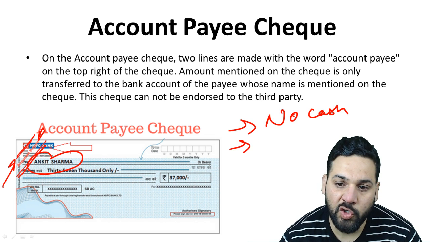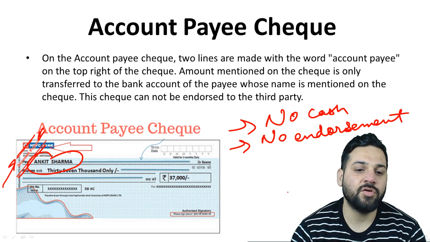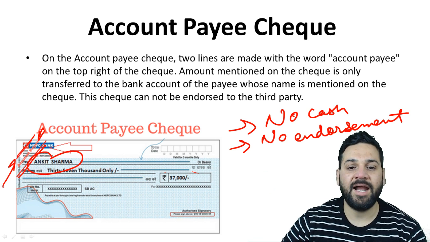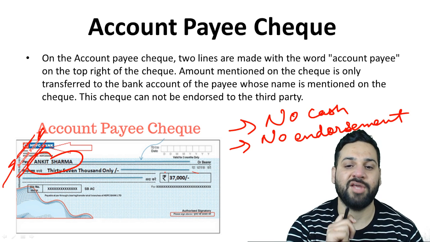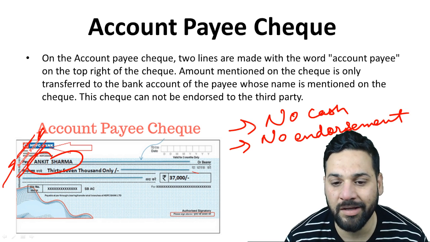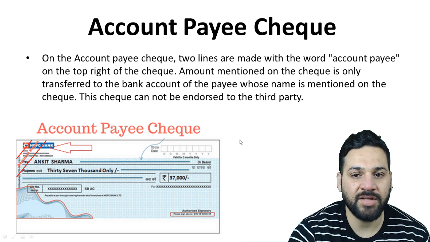Okay. No endorsement. So Ankit Sharma cannot endorse this check to a third party and he cannot take the cash payment. He needs to deposit this check. He needs to present this check to his own bank. The payment will be made only via a bank account. So that is an account payee check.